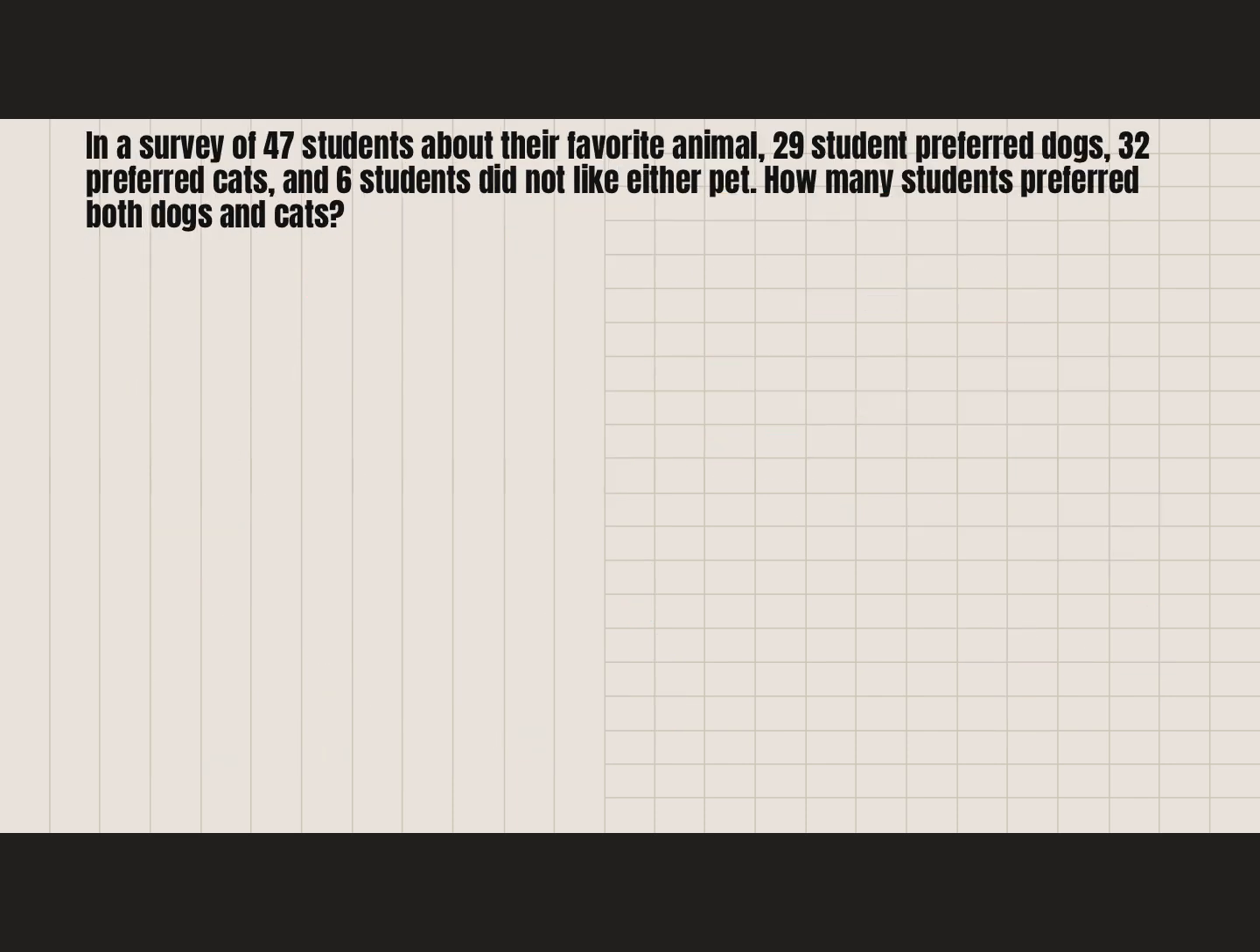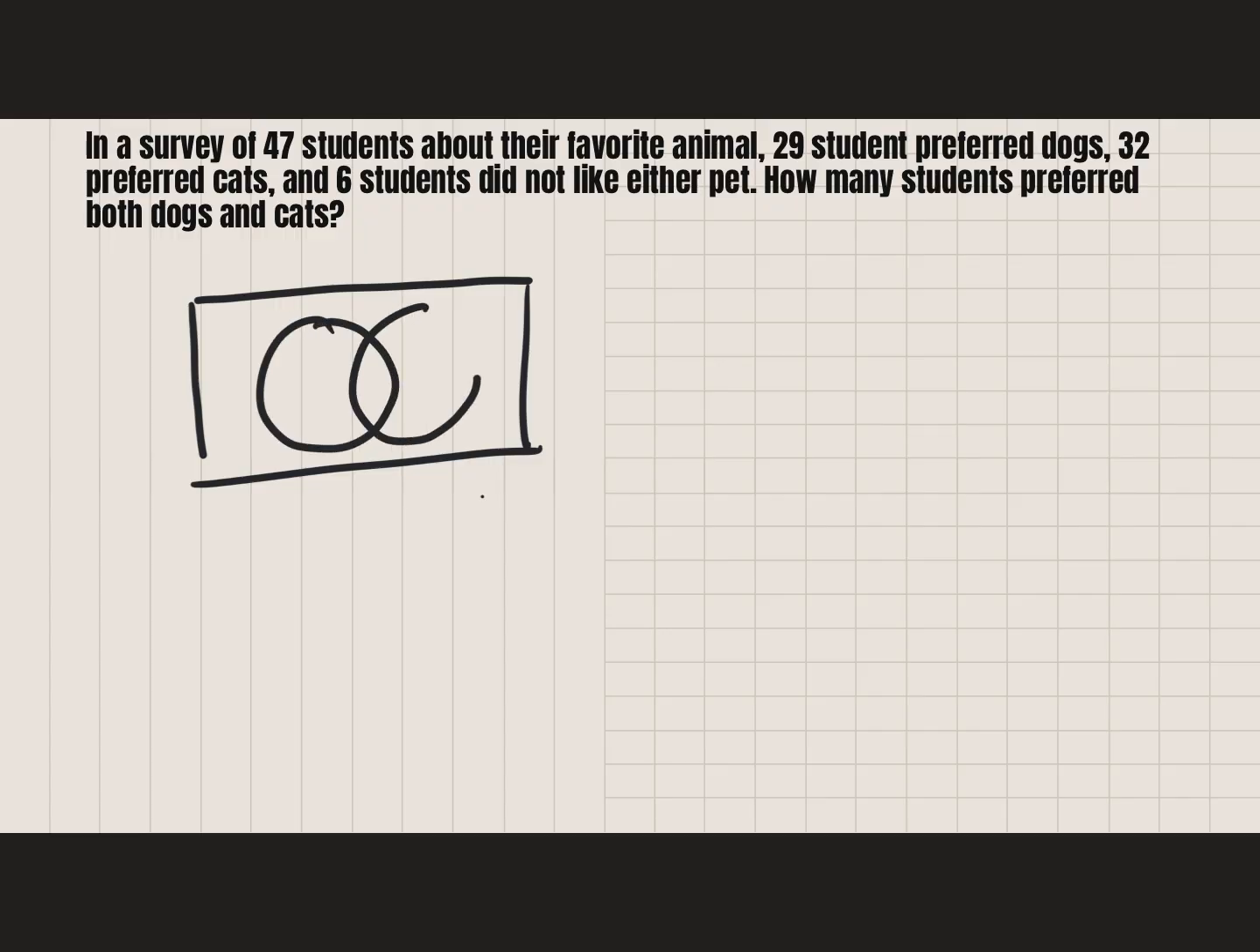All right, on this last one, in a survey of 47 students about their favorite animal, 29 students preferred dogs, 32 preferred cats, and 6 students didn't like either pet. It's asking how many students preferred both. So how can we find that intersection in our diagram? If I draw my diagram out here, I'm going to have two circles, one where they prefer dogs, one where they prefer cats. I know 29 preferred dogs, 32 preferred cats.